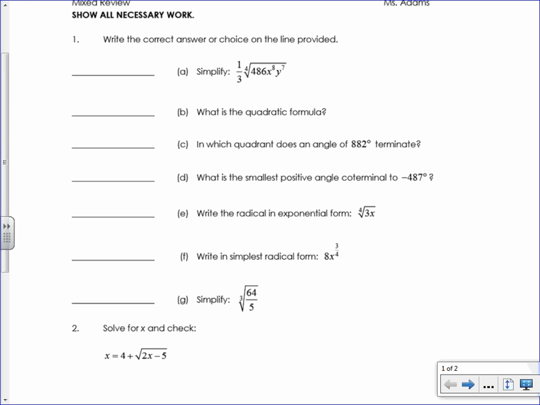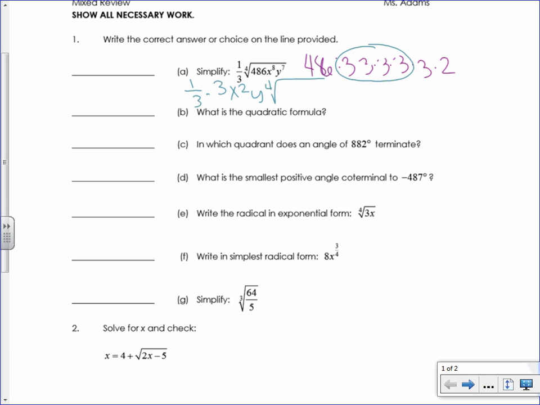We're looking for groups of 4, so let's break down 486. If you break it down, you should get 3 times 3 times 3 times 3 times 3 times 2. Okay, and I'm looking for groups of 4, and there's a group of 4. So I can pull out 1 3. Now I still have this 1/3 out there, so I'm pulling out a 3. And I can pull out 2 groups of x's, and I can pull out 1 group of y's.